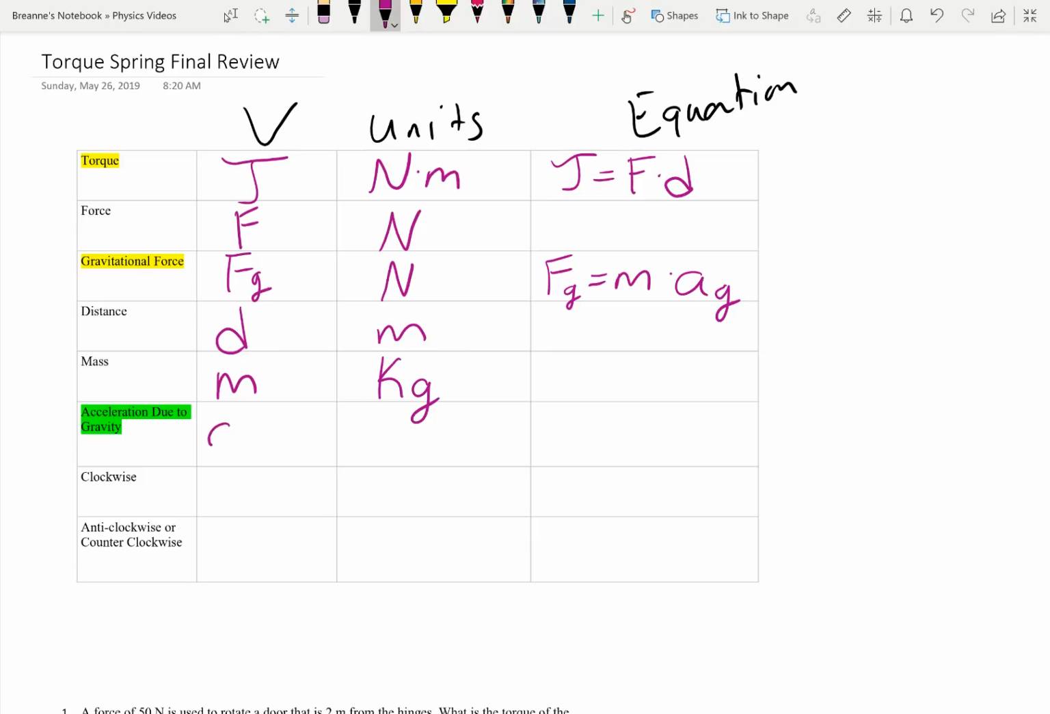Acceleration due to gravity is represented with a lowercase a with a subscript g. Now, that's a constant. Since it's a constant, we will give that to you. That's negative 9.8 meters per second squared.